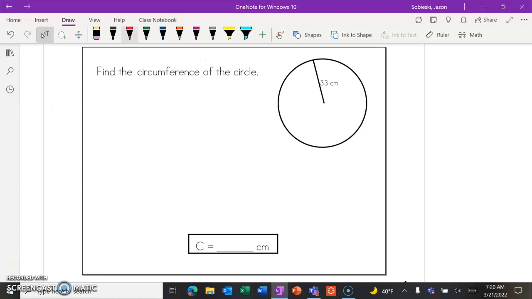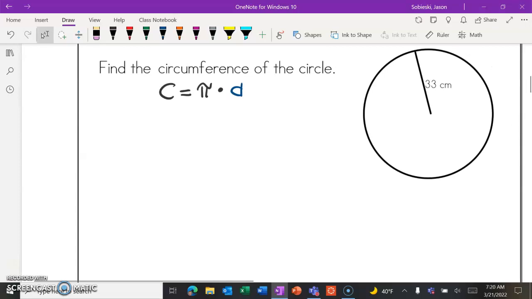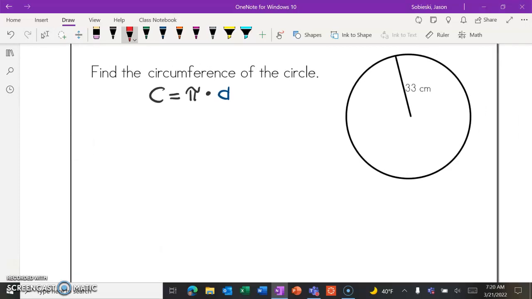Okay, find the circumference of the circle. So our formula for circumference is equal to pi times the diameter. So we need to go to our circle here and get the diameter since they only give us radius. Well, if we know that edge to the center is 33, well, this edge to the center must also be 33. And if we do that, we're able to find that our diameter, or all the way across, has to be worth 66 centimeters.